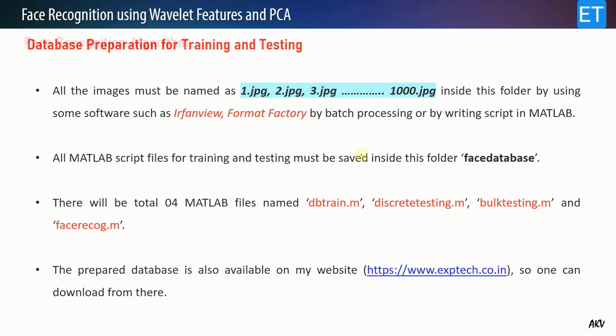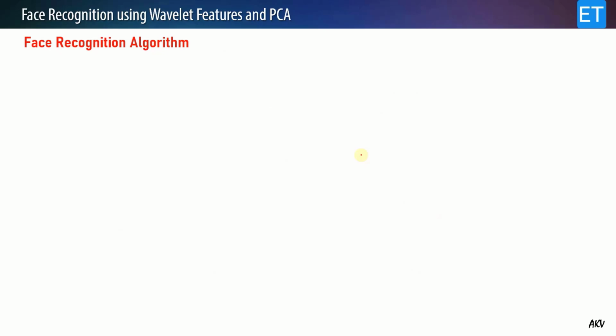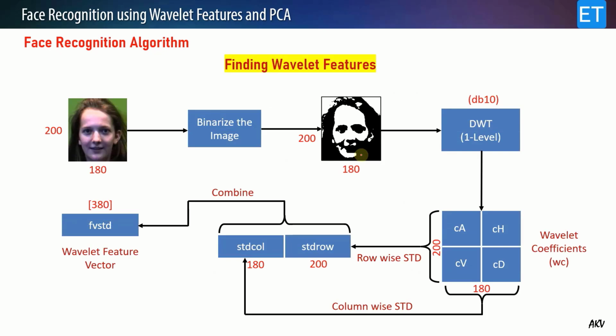Now let's see how we can find the wavelet features, which will be utilized for recognizing the faces. This is the overall scheme. You have your input image, which is an RGB color image of size 200 by 180. First you have to binarize this image, and you will get a binary image of the same size. Then you take a one level discrete wavelet transform using the db10 wavelet. After taking this, you will get 4 matrices: CA, CH, CV and CD. CA represents the approximation coefficient matrix, CH the horizontal detail coefficients, CV the vertical detail coefficient matrix, and CD the diagonal detail coefficient matrix.